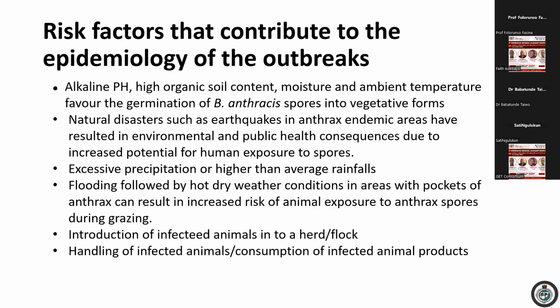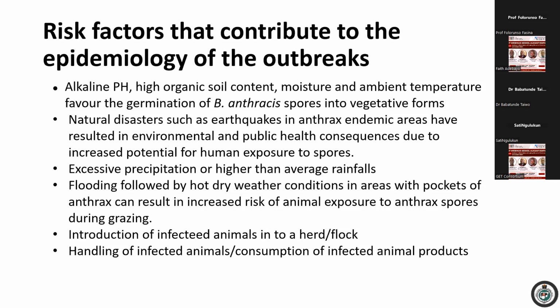So risk factors that contribute to the epidemiology of outbreaks of this disease. Like I earlier mentioned, for most of the outbreaks, this disease starts from animals before it spills over to humans. So it means that the animals get this infection most likely from the environment while they are grazing. And it has been shown that alkaline pH soil, high organic soil content, moisture, and ambient temperature favor the germination of the Bacillus anthracis spores into the vegetative forms. So as the animals are grazing, they pick up these spores and then come down with the anthrax disease. Then from there, it spills over to humans.